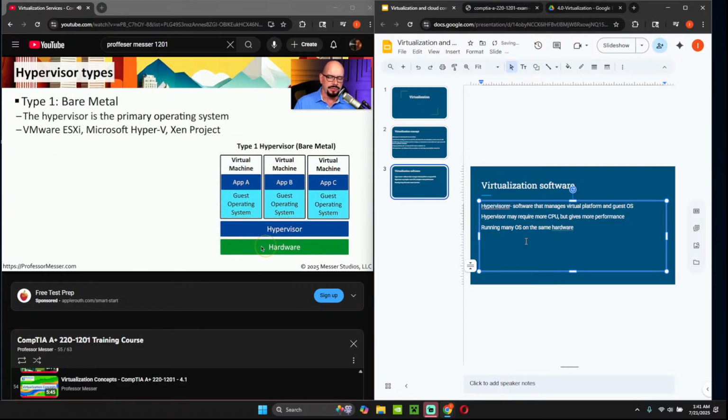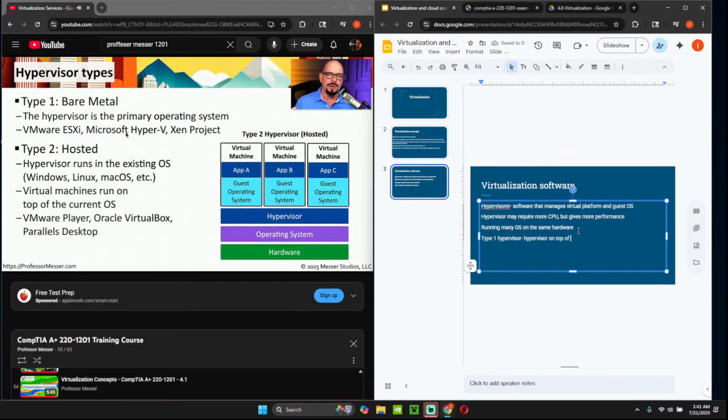This type of hypervisor that sits right on top of the hardware is known as a Type 1 hypervisor. You might also hear this referred to as a bare metal hypervisor. That's because there's no operating system down at the lowest level. The hypervisor effectively is the primary operating system that is running on top of this hardware. Examples of a Type 1 hypervisor would be VMware's ESXi or Microsoft's Hyper-V.